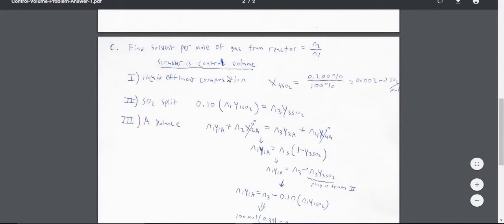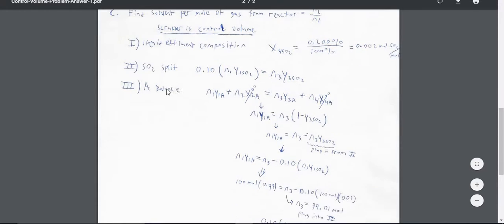So doing that, we're going to look at what is the liquid effluent composition. So the composition of stream 4 is going to be 0.2%, 0.002 moles of SO2 per mole of the whole thing. So right away we solved one of the unknowns. Then we look at the SO2 split. So it's saying 10% of the SO2 that's in stream 1, which is this value, is equal to the SO2 in stream 3, which is this value. So that's how many moles are in stream 3 times the mole fraction.